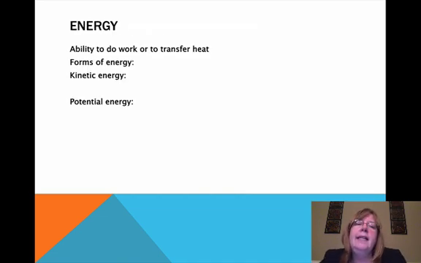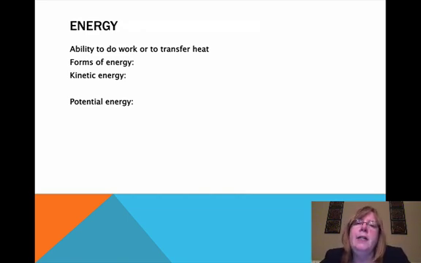So what exactly is energy? Well, energy is defined as the ability to do work or to transfer heat. There are two main forms of energy. Kinetic energy, which is the energy of motion. We talked about kinetic energy in terms of temperature. A higher temperature means you have a higher kinetic energy, so the molecules are just moving faster. So I want you to think of kinetic energy also as temperature.